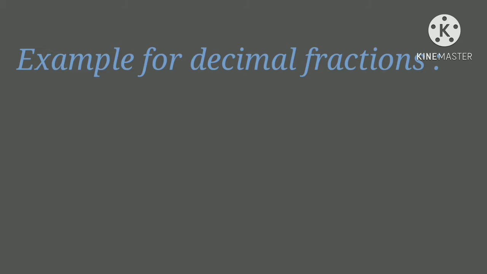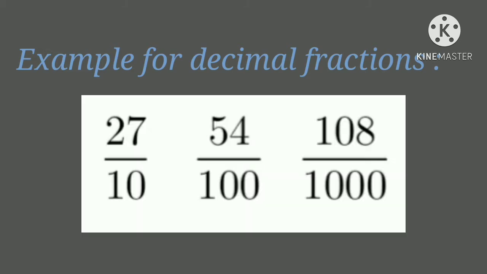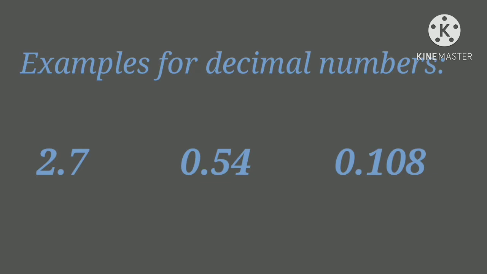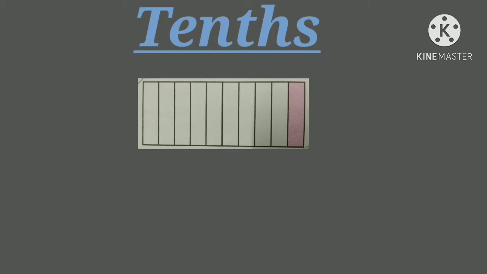Examples of decimal fractions: 27 by 10, 54 by 100 and 108 by 1000. Examples of decimal numbers: 2.7, 0.54 and 0.108.